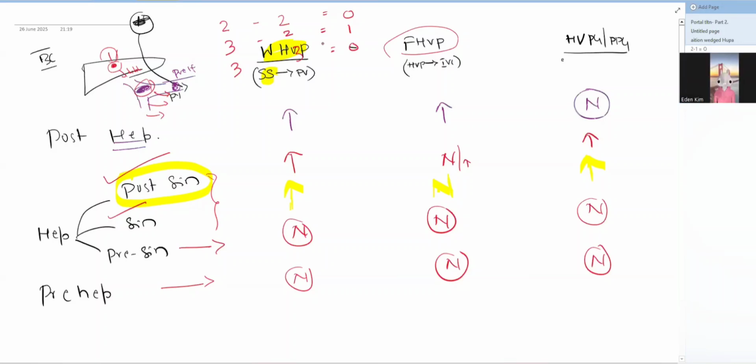Right. So is this clear? Hello, any other doubts? Then we'll move forward.